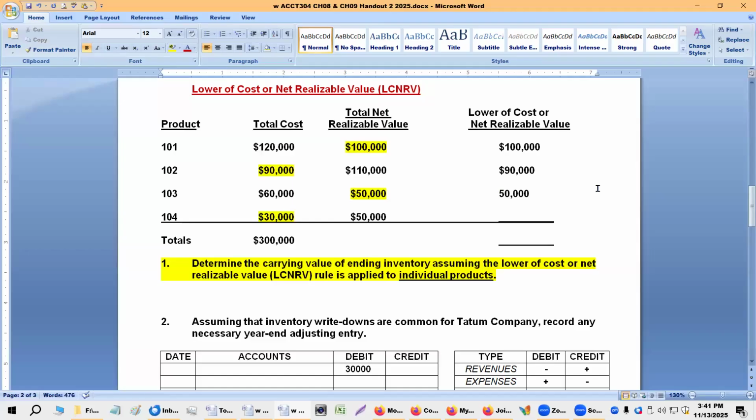Let's get the correct. So these are just the lower of each of these. Yeah, last one, we got these on the books at 30,000. We can sell them for 50, so we're going to leave it at 30,000. Okay, so some of these are impaired and some of them are not.